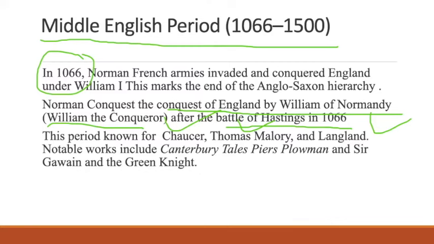We have Thomas Malory and we have Langland, who is famous for his Piers Plowman. So whenever you are discussing this Middle English period or the Anglo-Norman period, from 1066 to 1500, you will mention the name of Chaucer, Malory, Langland, and the others.